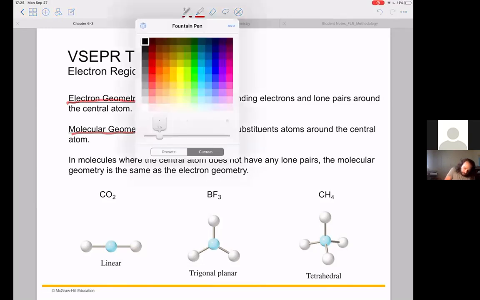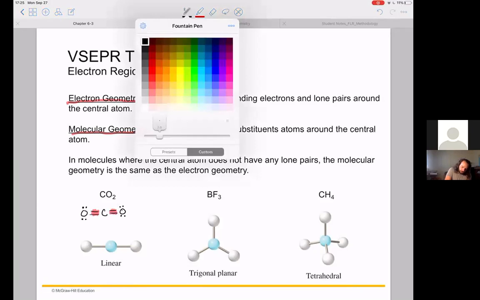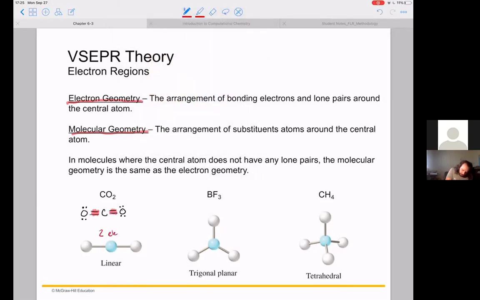Let's see how we would do this from scratch. For CO2, if we went through and drew the Lewis structure, it would look something like this. You can convince yourself of that by going through the steps we did in the previous chapter. Then we count that there are 2 electron regions. That leads me to linear, both electron geometry and molecular geometry, because the central atom, that carbon, doesn't have any lone pairs.